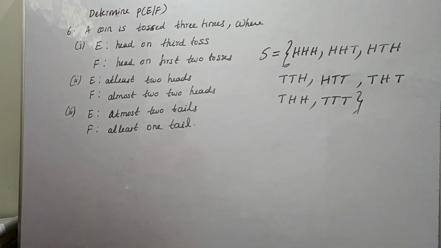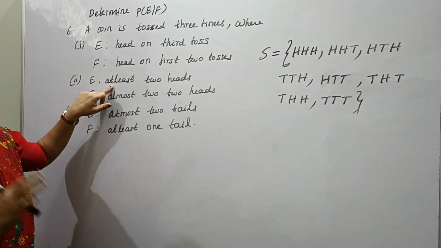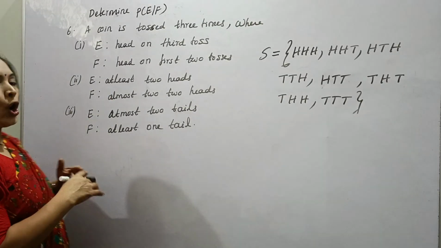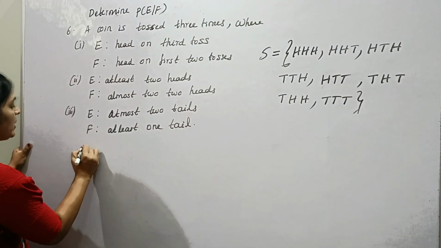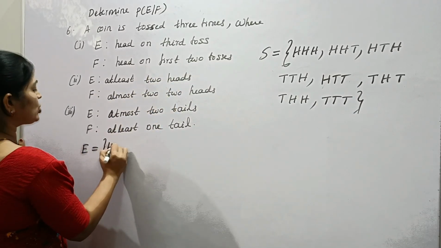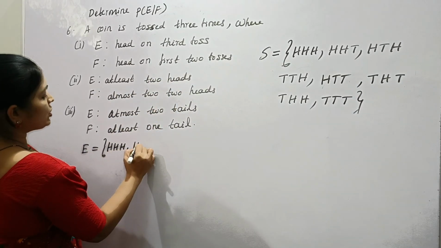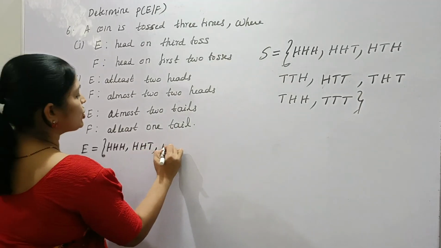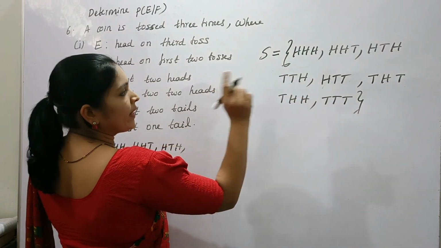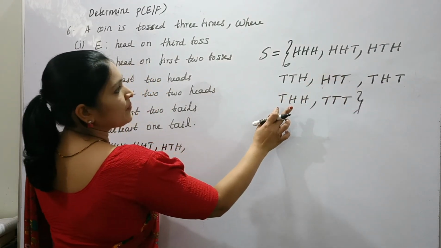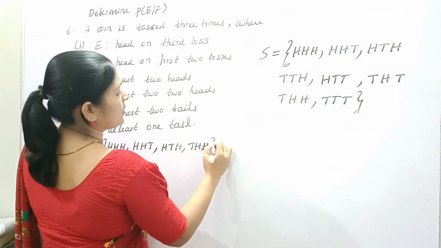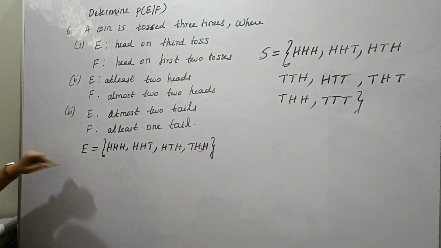See the second one. Here E is the event at least 2 heads. So more than 2 heads can be possible, right? So 2 or more than 2. The possible outcomes of E are H, H, H, then H, H, T, then H, T, H. At least 2 heads, therefore this one is not possible, there is only one head. This one, T, H, H. These are the elements of event E.